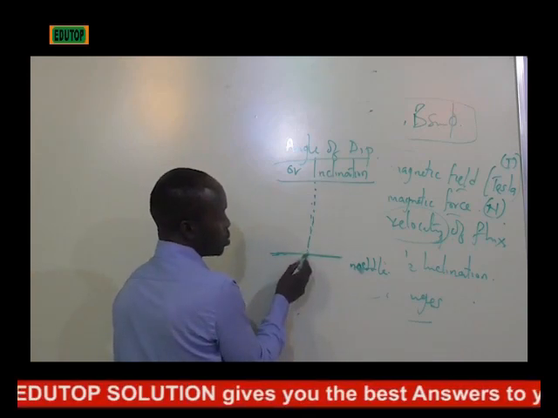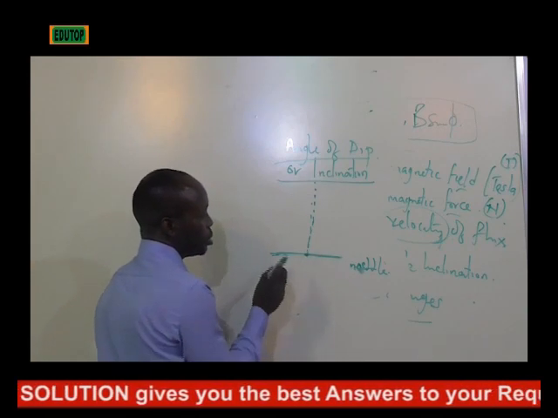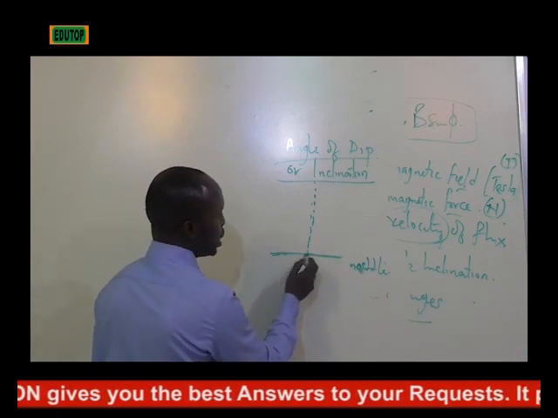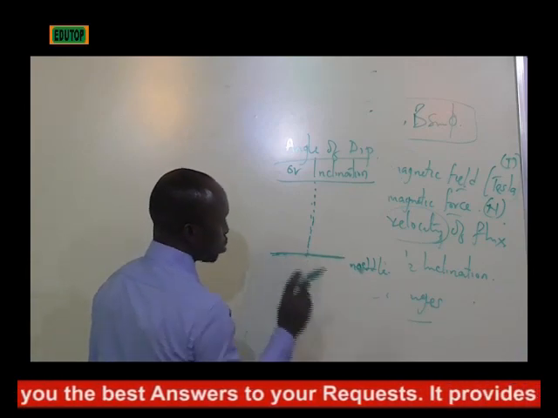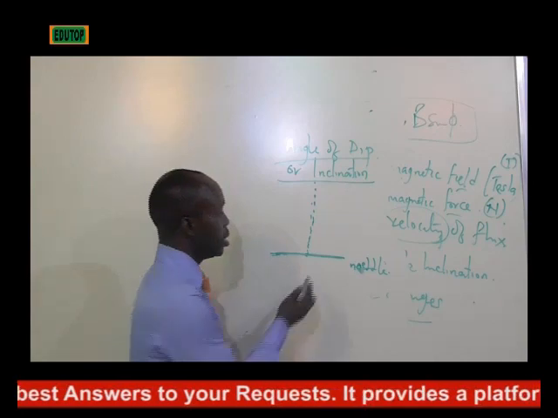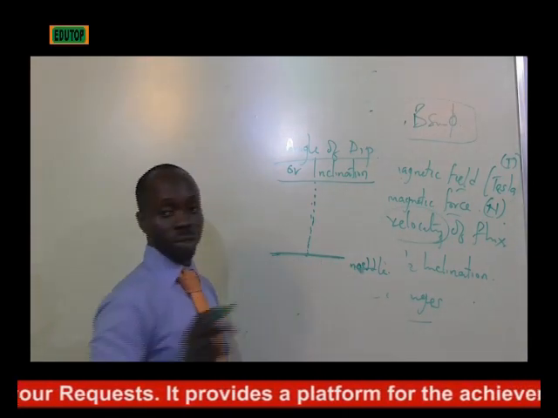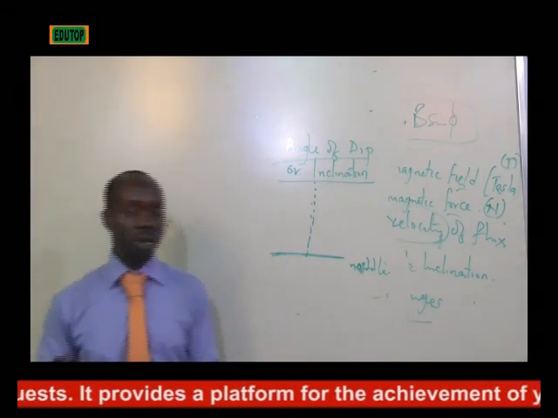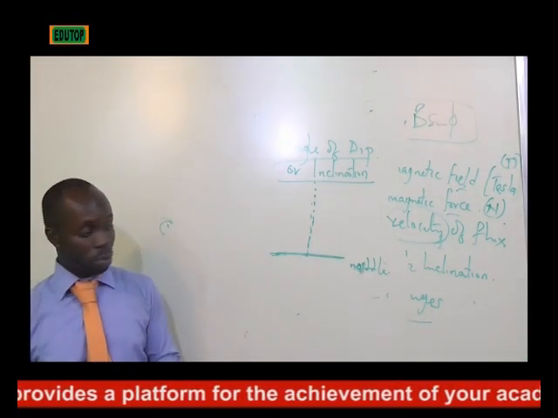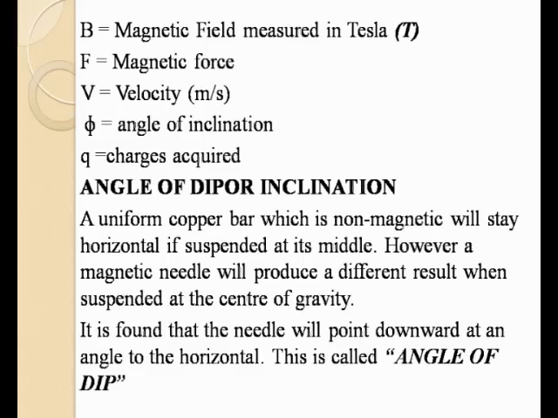logically if the point where I attach the thread is in the middle of that metallic object which is called a needle, the needle will be on a very straight horizontal section. It won't flip to either left or right. It will be stable in terms of equilibrium. But listen to the statement. However, a magnetic needle will produce a different result when subjected to what?